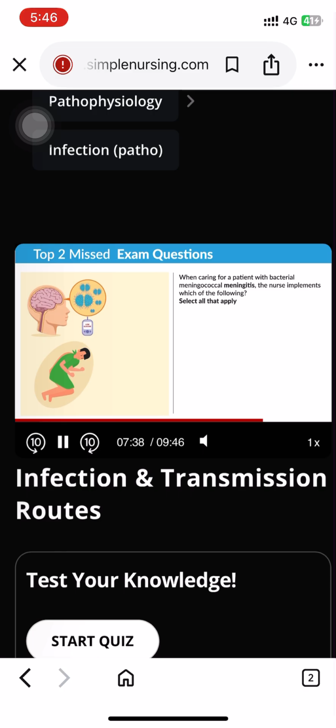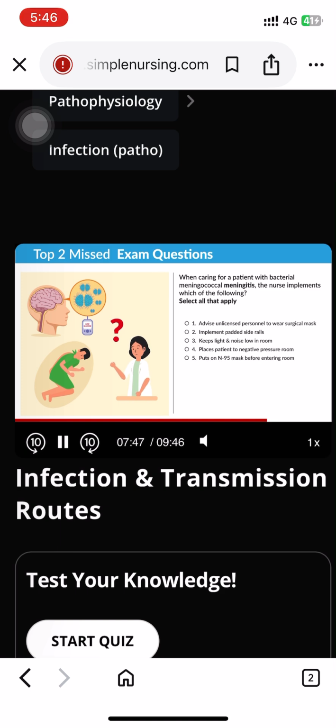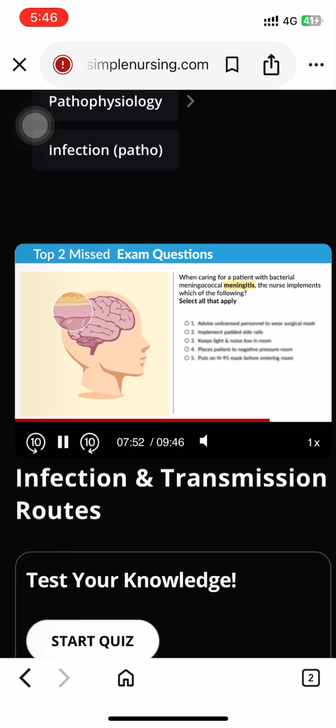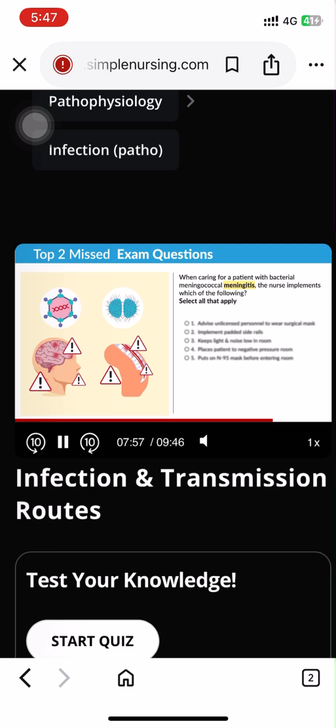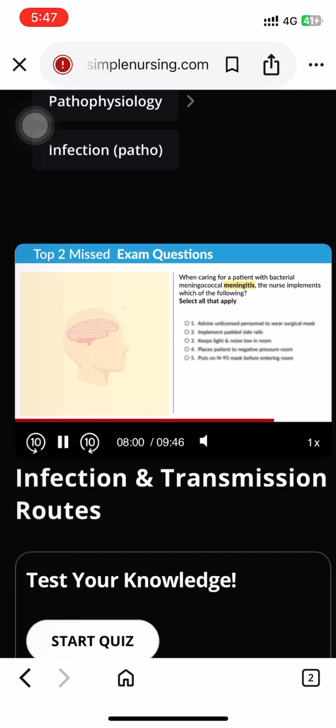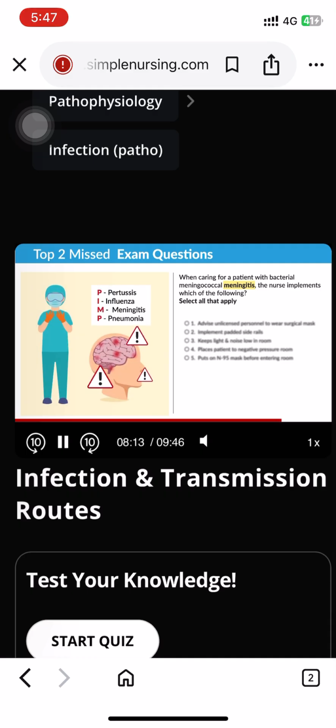Now, question 2, when caring for a patient with bacterial meningococcal meningitis, the nurse implements which of the following? Select all that apply. Okay, the key word here is meningitis. So before looking at the options, what do you know about meningitis? Well, meningitis is the inflammation of the meninges, right? It's an infection. So any head inflammation can lead to increased ICP. So we want to make sure to keep the lights and noise low, as well as watch for seizures. And meningitis is highly contagious, especially bacterial, requiring droplet precautions.